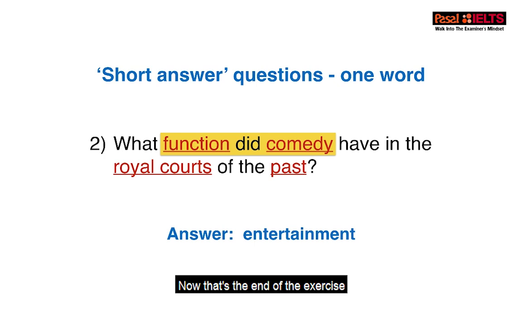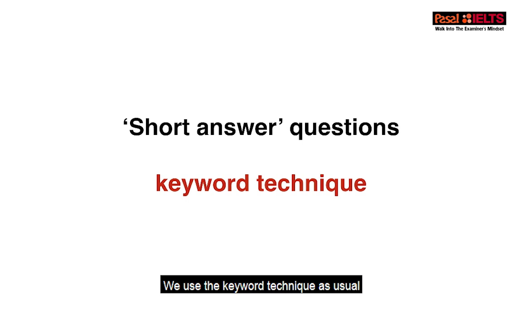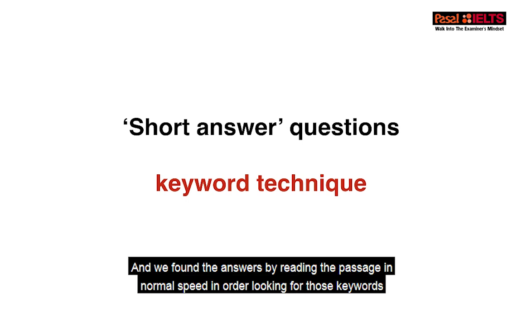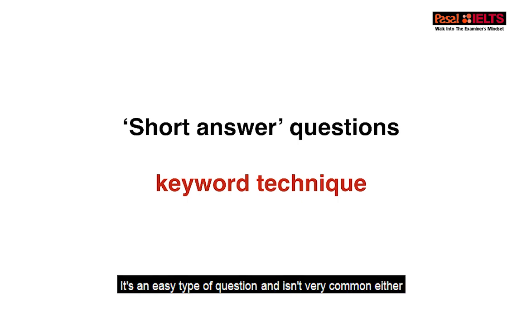Now, that's the end of that exercise, but let's quickly look at short answer questions and what we've done. We used the keyword technique as usual, and we found the answers by reading the passage at normal speed in order, looking for those keywords, finding them, and then being careful to choose one word only, following the instructions. Quite easy. It's an easy type of question, and it isn't very common either, so you won't see this kind of question as much as some of the other types.